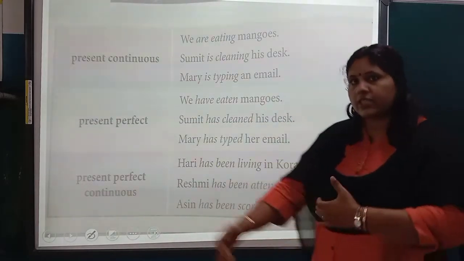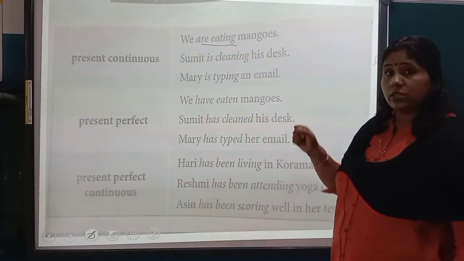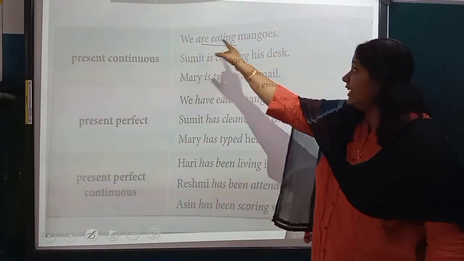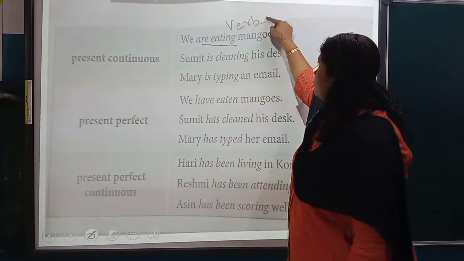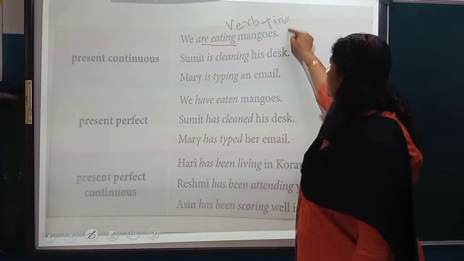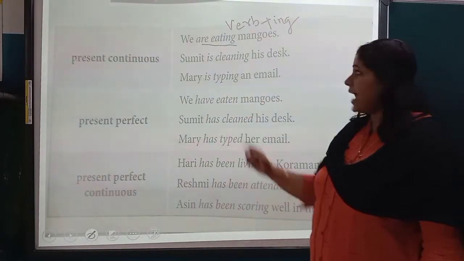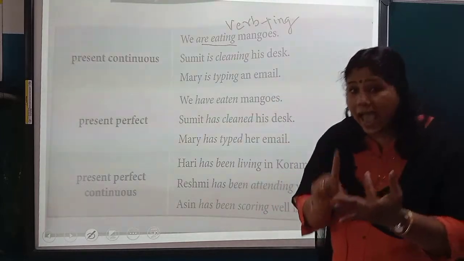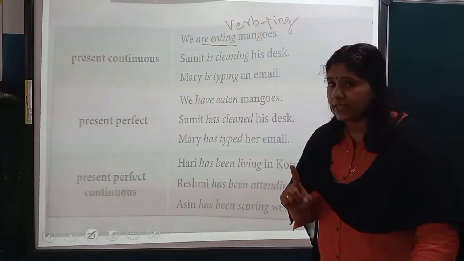Next. Present continuous. The action is still in continuation. We are eating mangoes. We, plural, so are eating, ing. Verb plus ing. That is the formula of present continuous. And is, are, am you have to use. Was and were you will use in past tense.